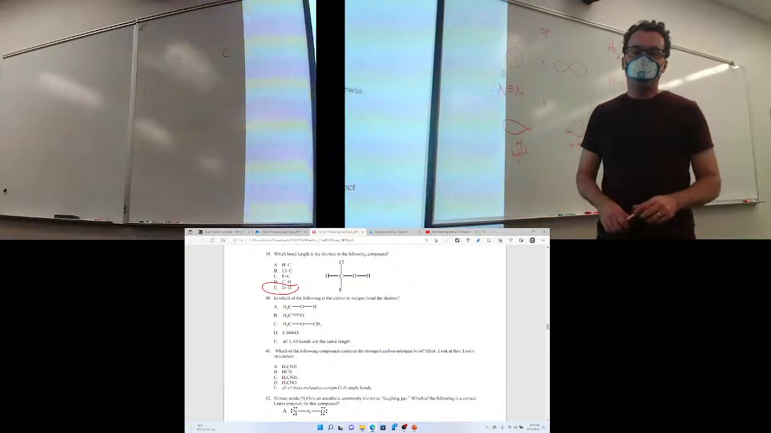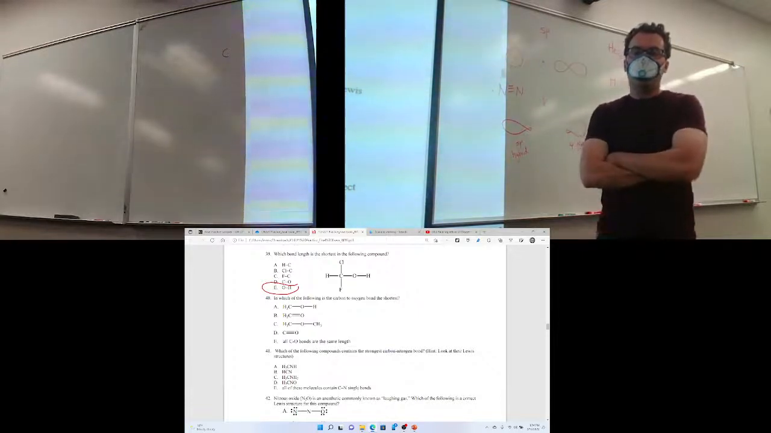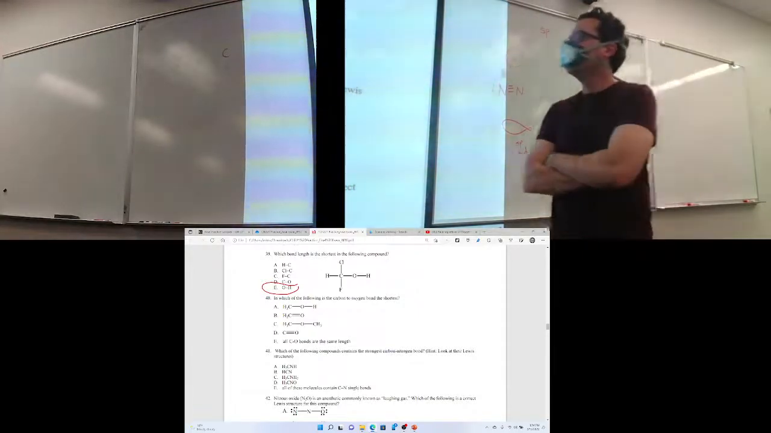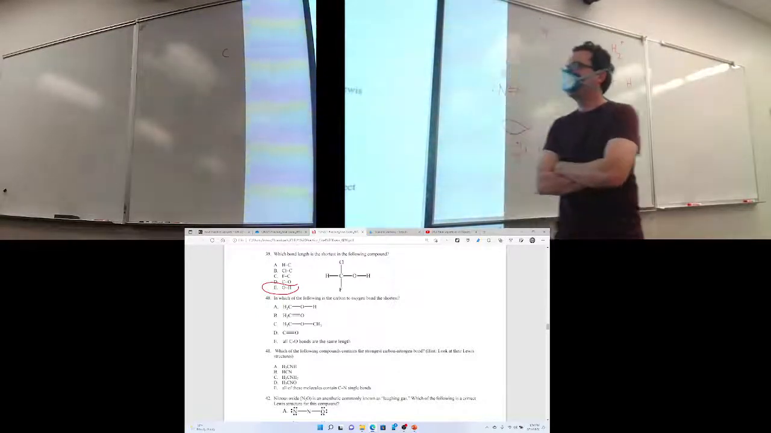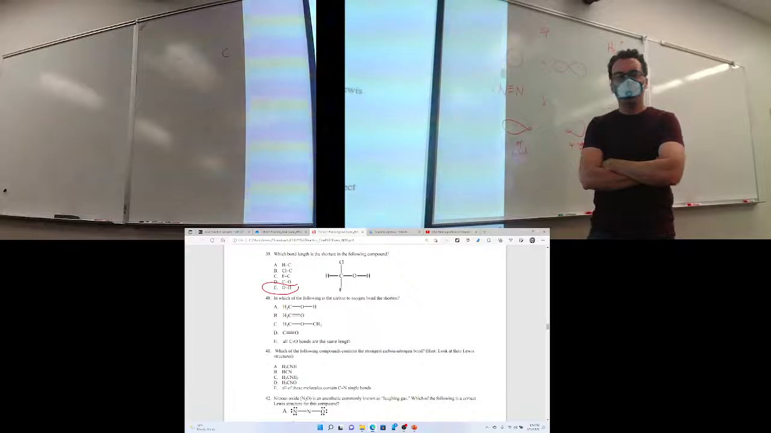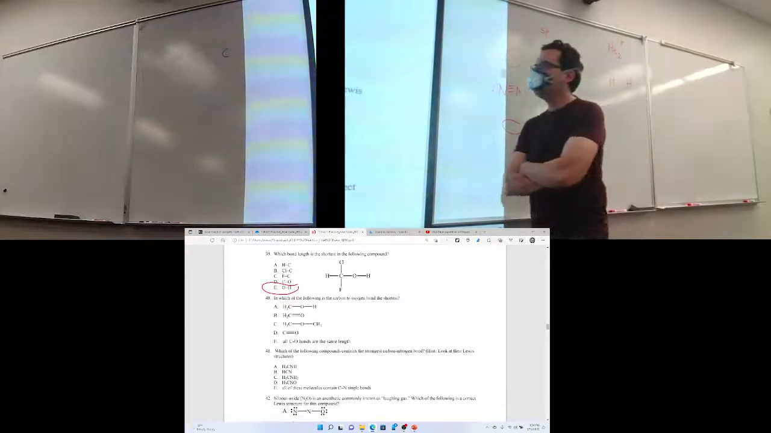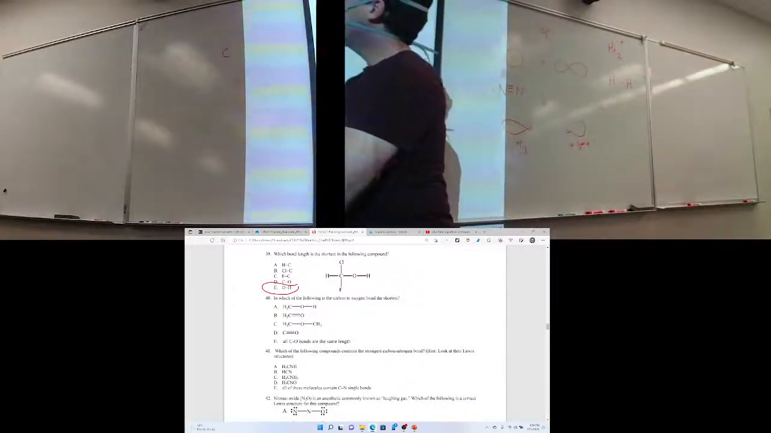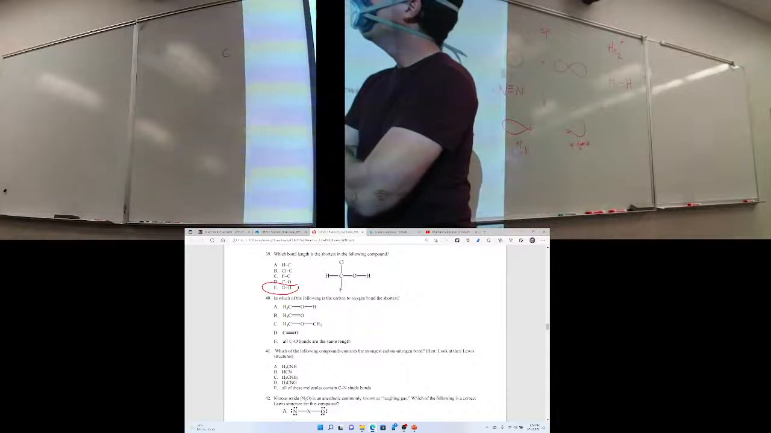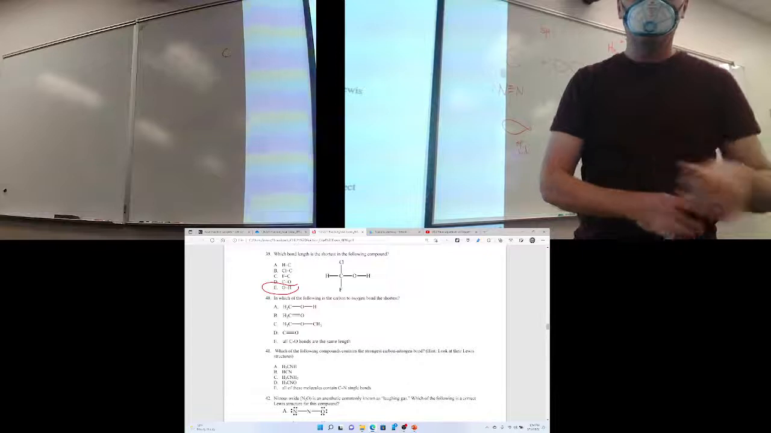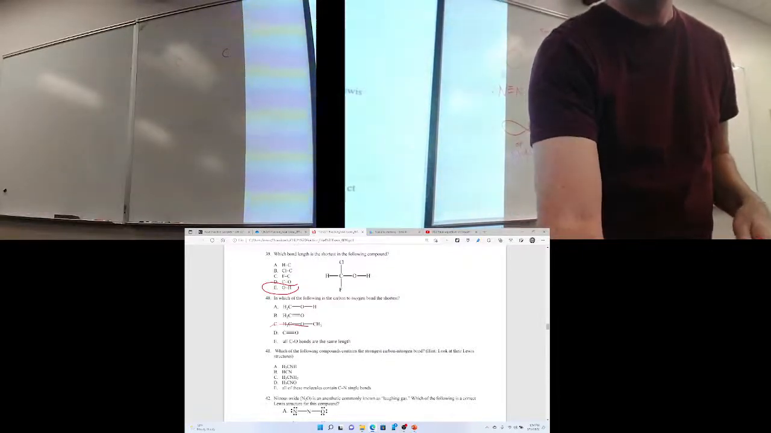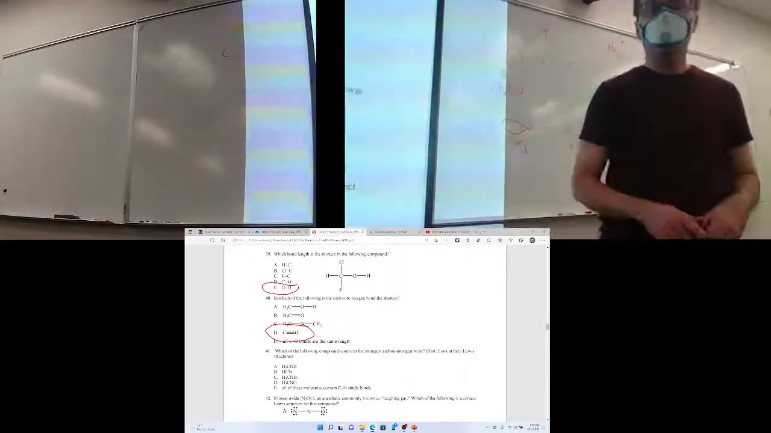In which of the following is the carbon to oxygen bond the shortest? So now we're looking at the same two atoms, but the shortest one is going to be the highest bond order, which looks like D. I don't see anything else. So yeah, D is the shortest bond, because it's a triple bond. Triple bonds are stronger and shorter.